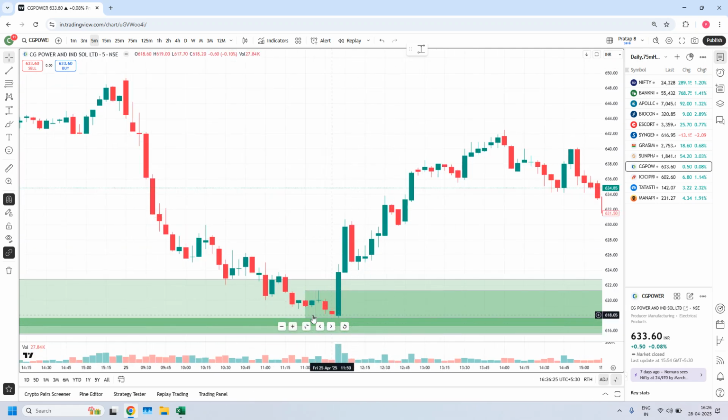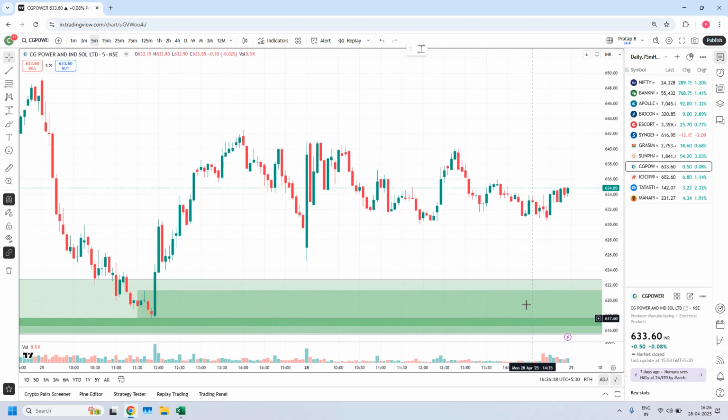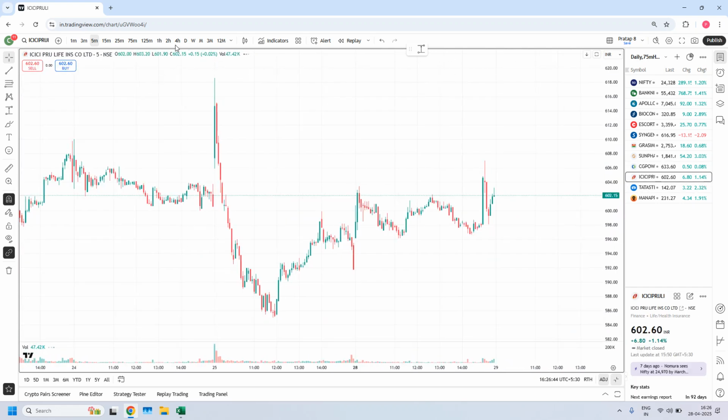Because of LOTL, new order flows are already added. Because this is also the horizon to this 15 minute zone, that way also it might have got a huge order flow into this. So this is the area we want to plan our trade. But anyway, today price did not enter into this area. Next one is ICICI Prudential.